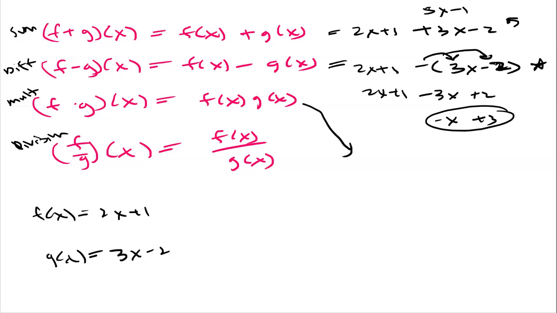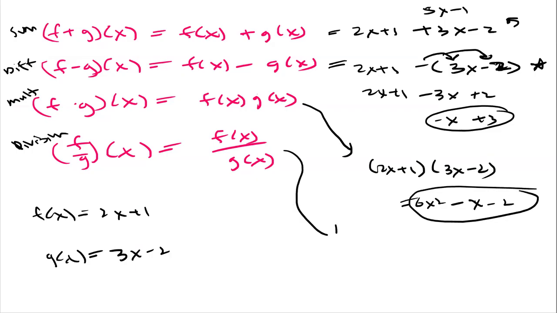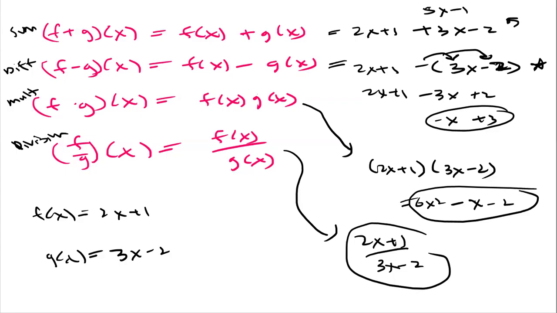This one here is you multiply. So you get 2x plus 1 times 3x minus 2. When you do that, you just get 6x squared minus x minus 2. And that's all you do there. That would be the answer for that. And then this one here, it means you divide. So you take 2x plus 1 and then divide it by 3x minus 2. There's nothing else I can do that's not simplified already on the bottom there. So that will be the answer.